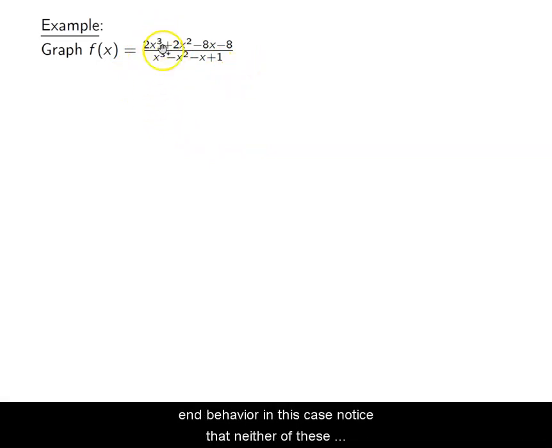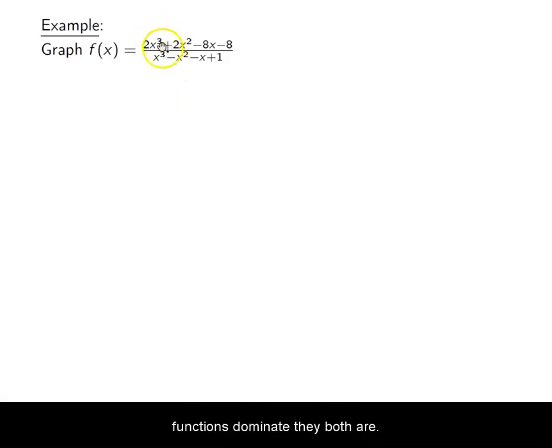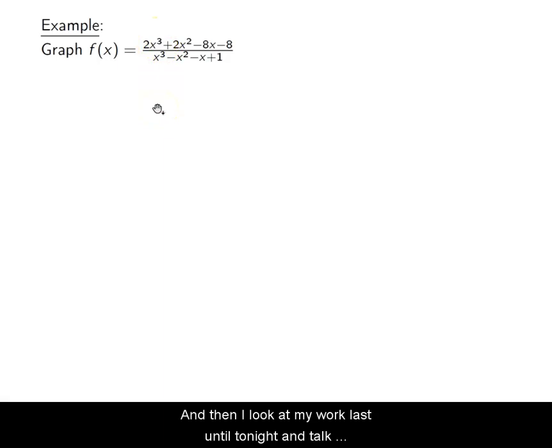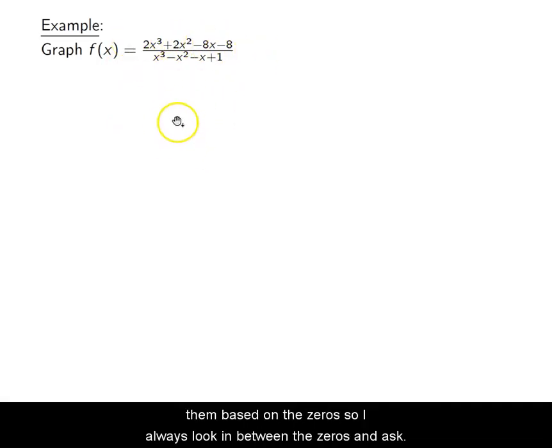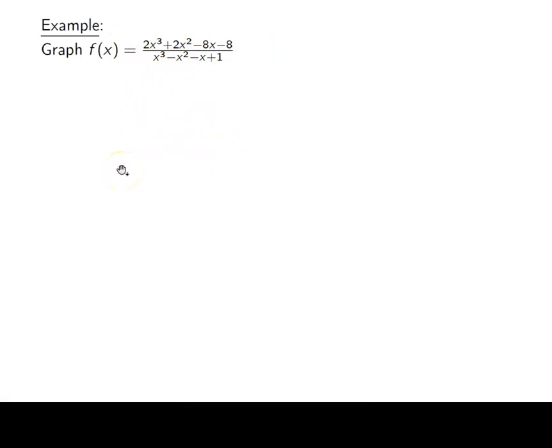In this case, notice that neither of these functions dominate. They both are cubics. Okay. And then I look at my vertical asymptotes and I talk about what happens on the left of them and the right of them based on the zeros. Okay, so I always look in between the zeros and the asymptotes, which we'll see here. Okay, so here, same thing. We're going to factor everything.